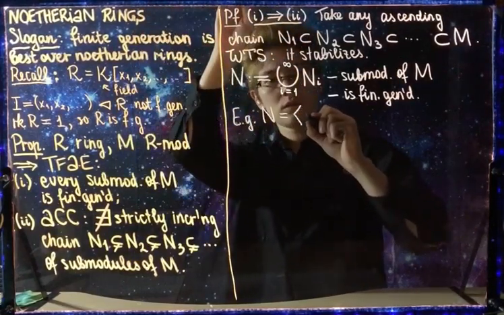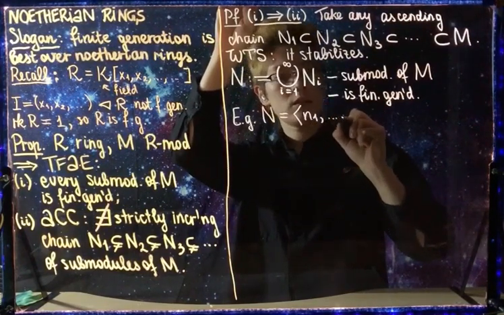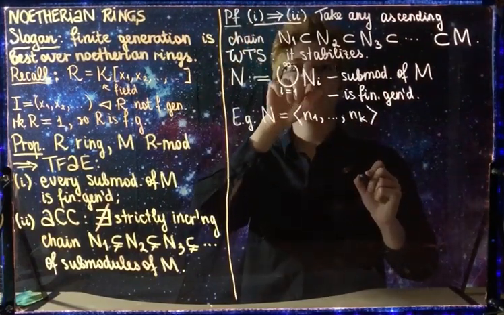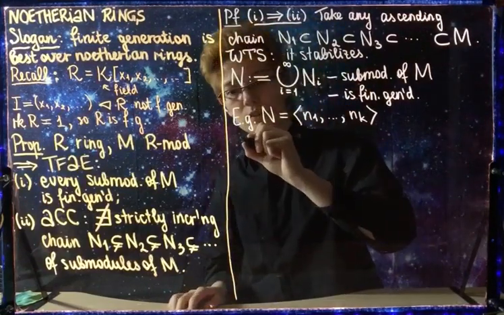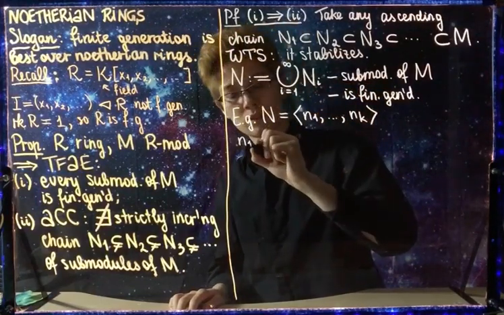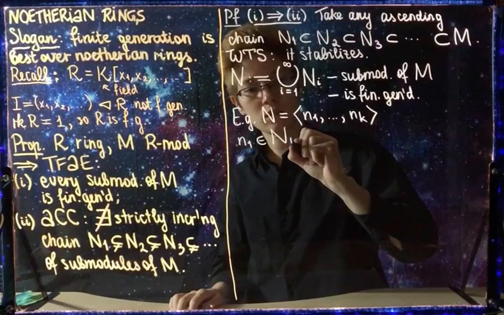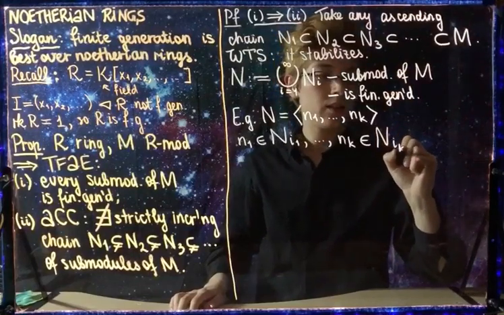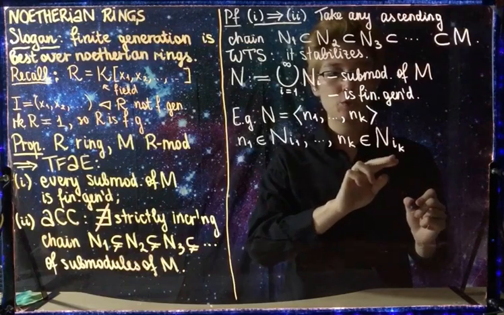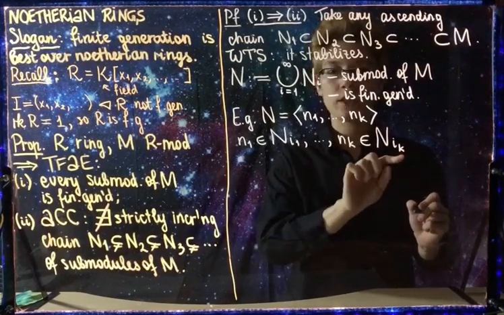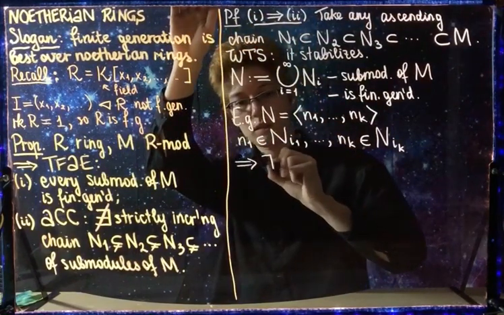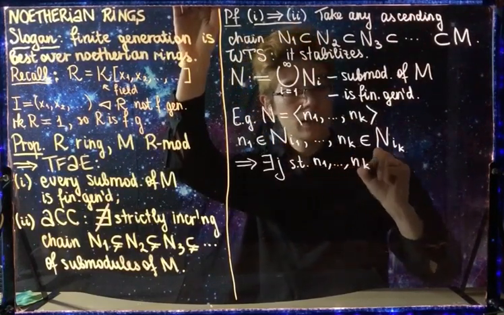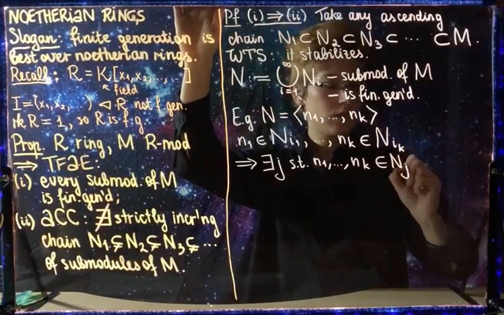So we can choose generators. N is equal to generated by n1 through nk, and each generator lives in its corresponding submodule for large enough index. So n1 lies in N capital I1, etc., nk belongs to some N capital Ik. And we have a finite number of indices, and so by choosing the largest of these I1 through Ik, we can assume that we picked some index j such that all generators n1 through nk live in this level Nj.